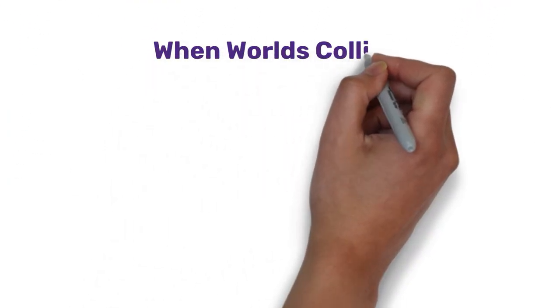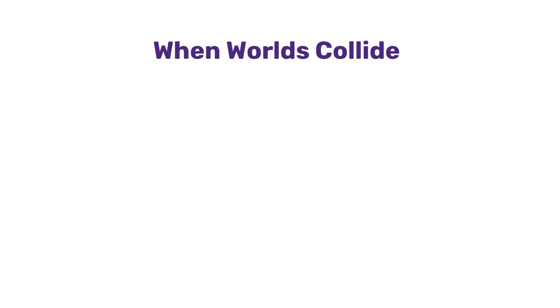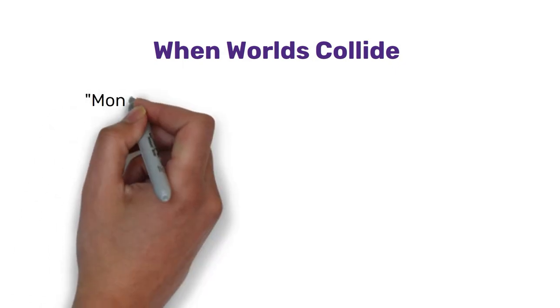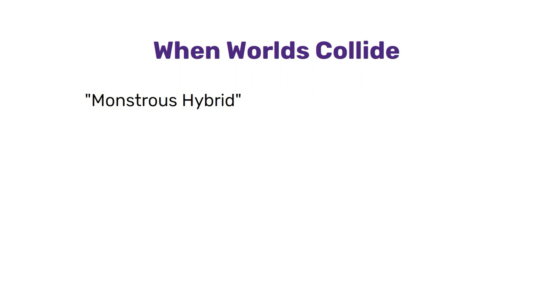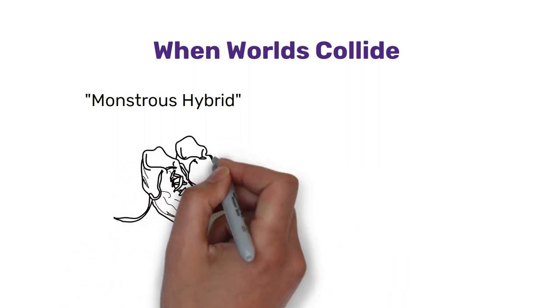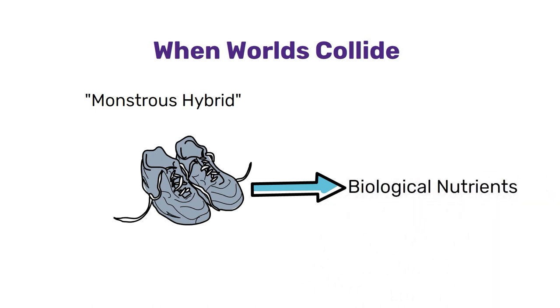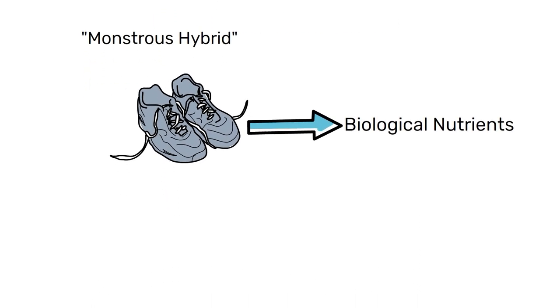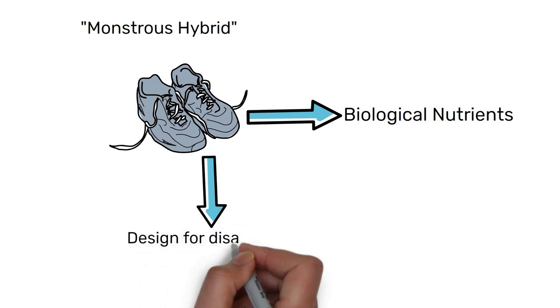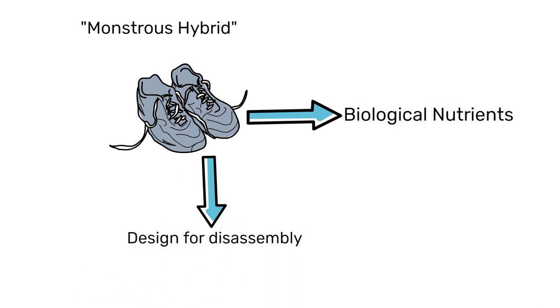When worlds collide. If a product must, for the time being, remain a monstrous hybrid, it may take extra ingenuity to design and market it to have positive consequences for both biological and technical metabolism. Running shoes, for example, can be redesigned so that their soles are biological nutrients. Then when they break down under pounding feet, they will feed the organic metabolism instead of poisoning it. The shoes should also be designed for easy disassembly in order to be safely recirculated in both cycles.